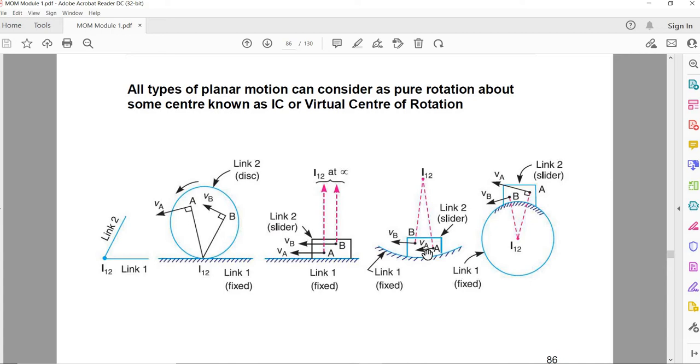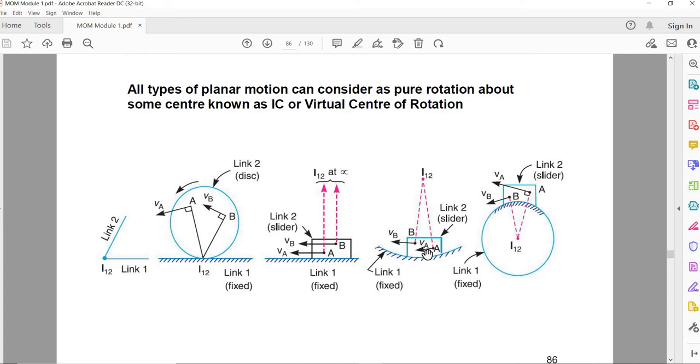So this is basically used to locate all the fixed and permanent instant centers in a mechanism, but we have instant centers which are neither fixed nor permanent also. For that we are using Arnold Kennedy's theorem to locate those instant centers.